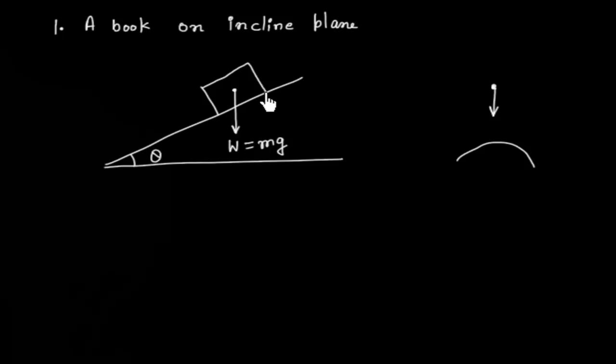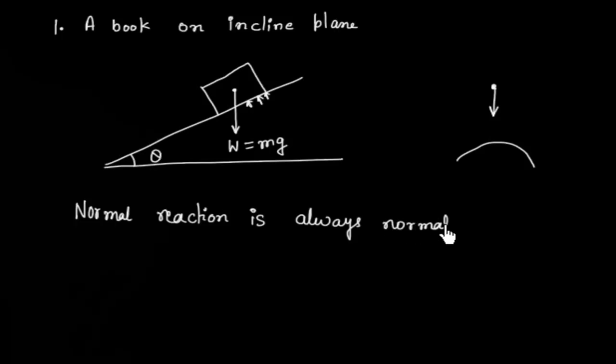Now there is a normal reaction also. At all these points there is a normal reaction acting in this direction. Contact normal reaction is always perpendicular, always normal to the contact surface. We can draw the resultant normal reaction this way, because it has to pass through the center of mass and be perpendicular to this surface. So this is the normal reaction.